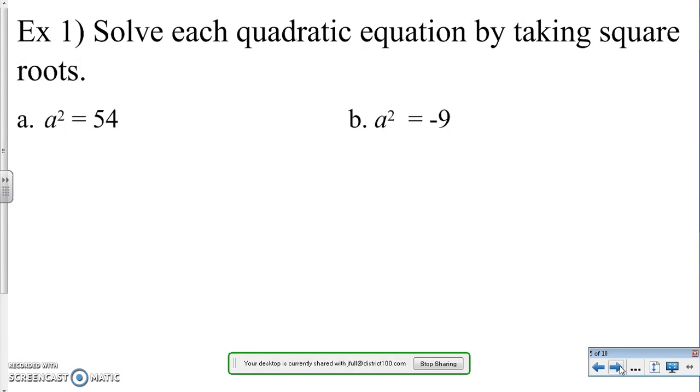Okay, pretty basic here. First, solve each equation by taking the square root. Notice that I just have an a squared in each of those by themselves. So I'm going to take the square root of both sides. So the square root of a squared gives me a. The square root of 54, if I type it into my calculator, gives me about 7.384.